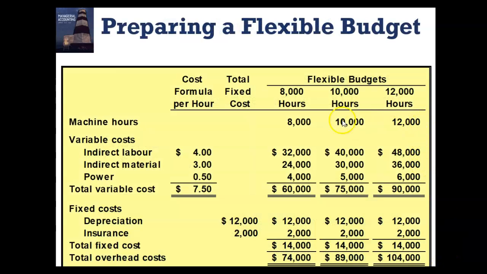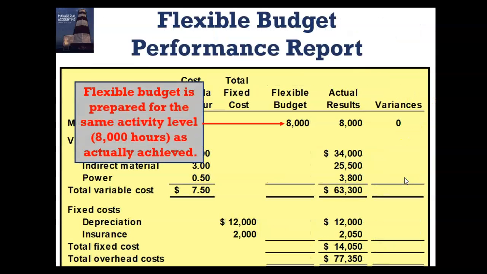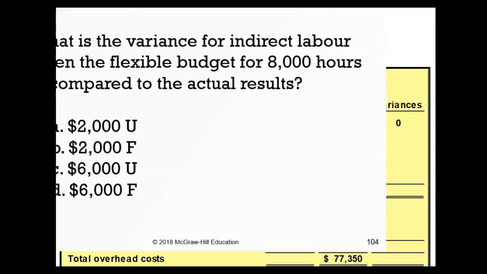So now that we've calculated a flexible budget at various levels, 8, 10, and 12, now we're better able to compare to our actual results. So our actual results were 8, so we would compare it to our flexible budget of 8. It's the same level of activity, so we can better measure if the costs have changed, like what are the actual variances at the same level of activity.